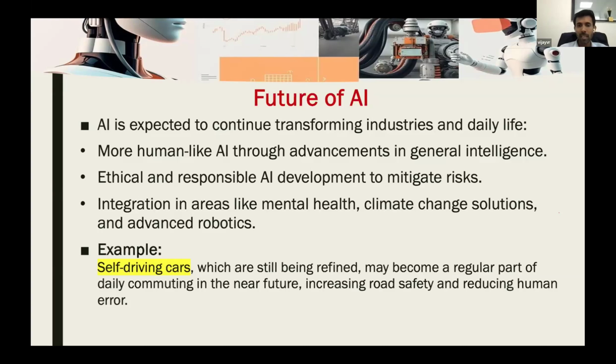So whatever risk we have seen in the previous slide needs to be mitigated by using ethical and responsible aspects. Those two components need to be added to the existing AI to make it more beneficial. So ethical responsibility, we need to incorporate within the existing AI. And this particular AI can be integrated in areas like mental health. Now all of us are much immersed in all these advancements, and mental stability is being disturbed. So this AI can be integrated with existing mental health care, and it can be used for climate change solutions, or even in the form of robotics.